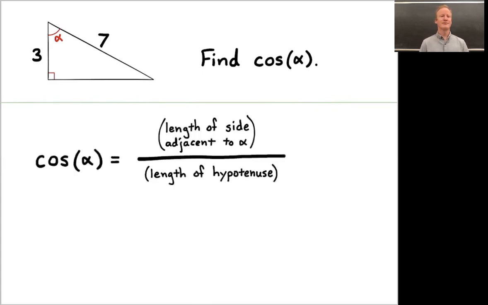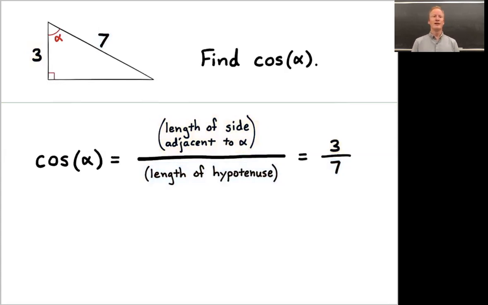Welcome back. Cosine of alpha is the length of the side adjacent to the angle alpha. And when we say the side adjacent to it, we mean the side that's adjacent to it, but not the hypotenuse. And then we're going to divide by the length of the hypotenuse. So the length of the adjacent side is 3. The length of the hypotenuse is 7. So it's just 3 divided by 7. The answer is cosine of alpha equals 3/7. And that is the solution to this problem.